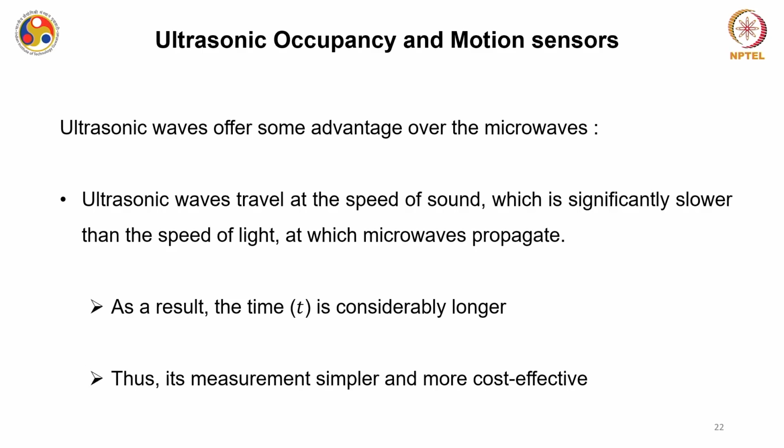So when your speed is less, you have longer time to monitor it. So the measurement becomes very simple, as well as it becomes cost effective. You do not have to acquire different lenses, electromagnetic lenses to deflect this microwave kind of electromagnetic waves. So it gives you considerably larger time to monitor, and that's why the measurement of these ultrasonic waves is simpler.